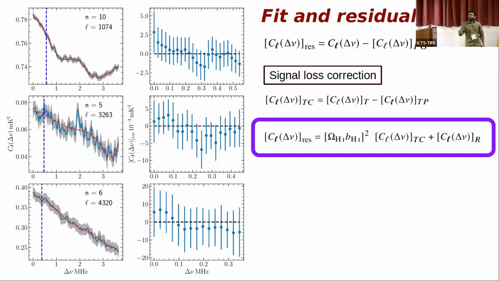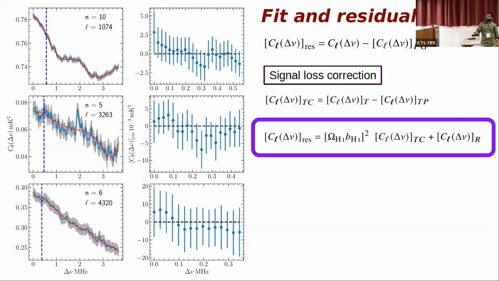So this is at a particular L value. The blue curve is the measured data, and the red one is the best fit. So we have used only this region, the region right side of this vertical dashed line, to get the best fit model and extrapolated it back there.